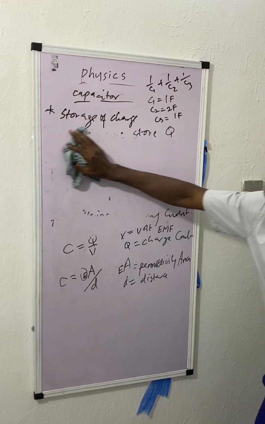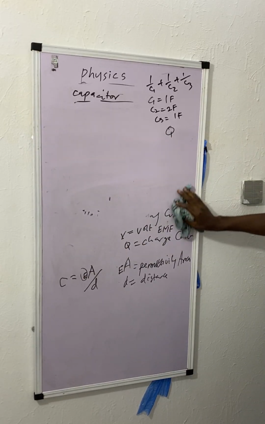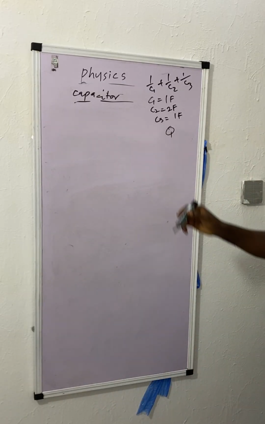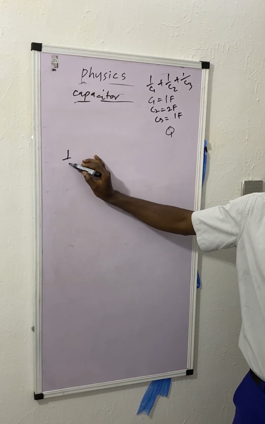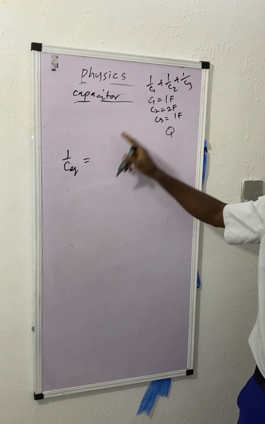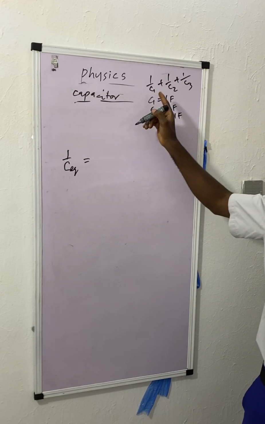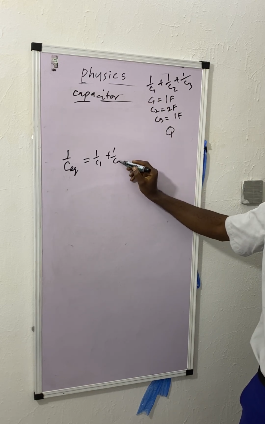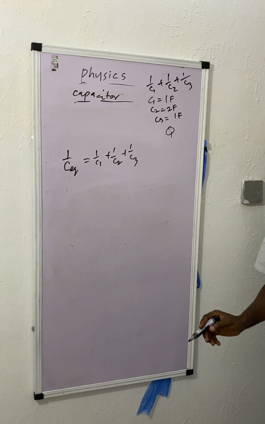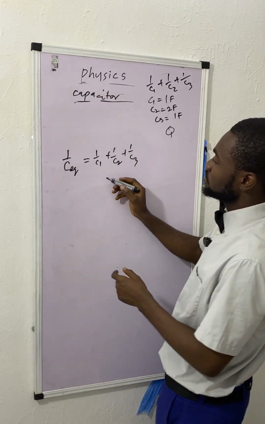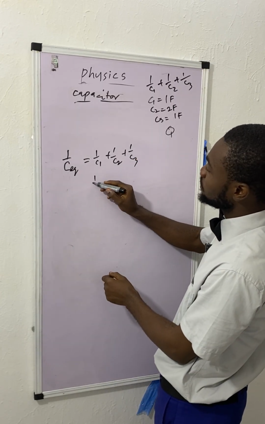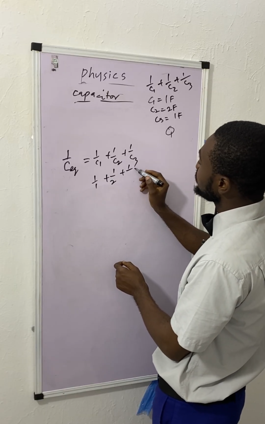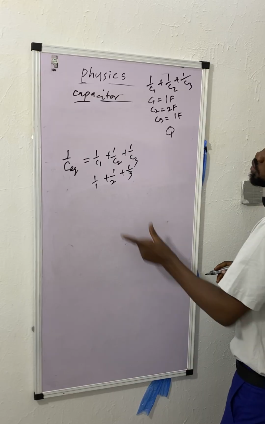All right, so say we want to solve this one now. What we have here now, 1 over C equal to, we are solving the capacitance of this capacitor connected in series. We are going to do 1 over C1 plus 1 over C2 plus 1 over C3. Then we substitute. 1 over, what is our C1? 1, plus 1 over, what's our C2? 2, plus 1 over, what's our C3? 3.